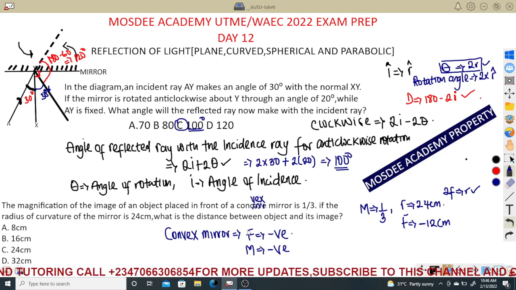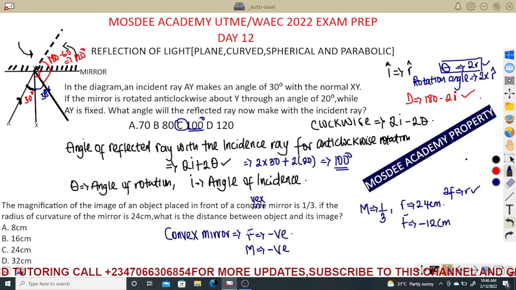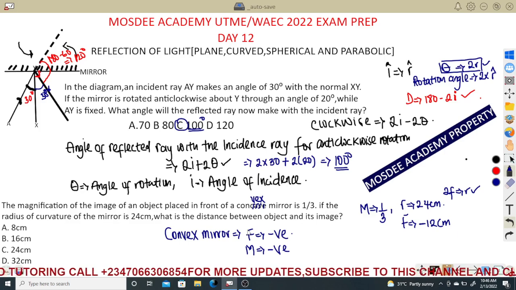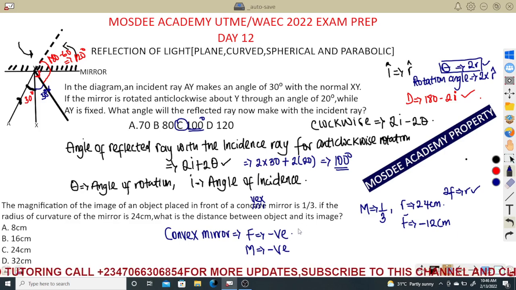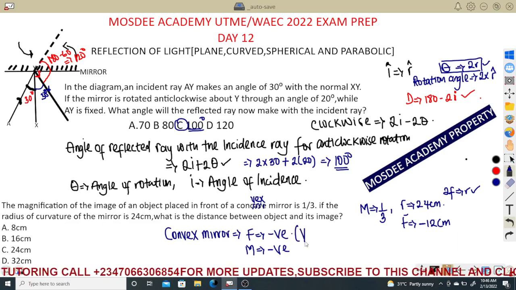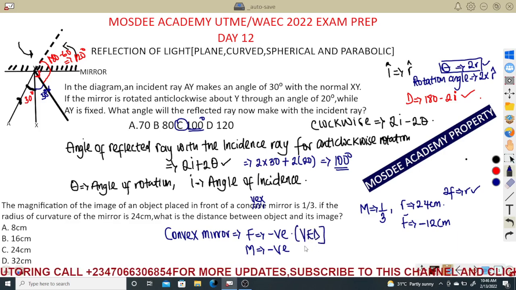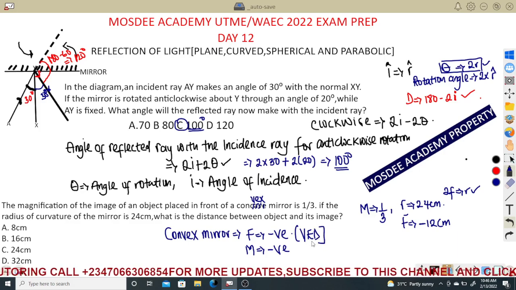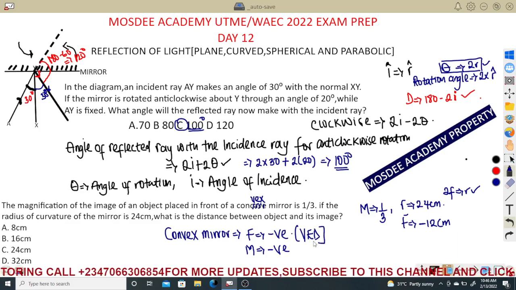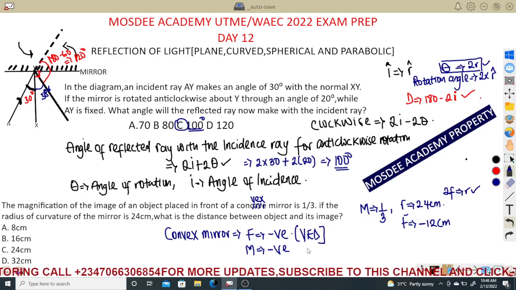Now, another thing I think I should talk about here, so that you don't make mistakes when dealing with this. The nature of the image formed on a convex mirror is VED, which means virtual, erect, and diminished. Virtual, erect, and diminished.